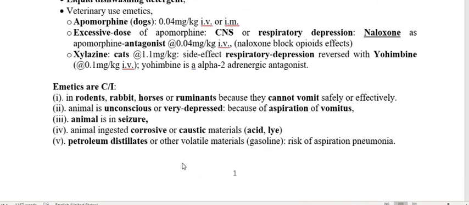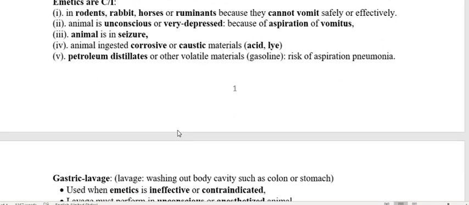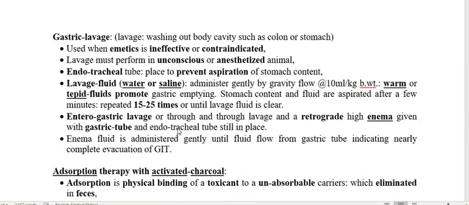So in all these conditions, where we are not able to give emetics to remove the poison from the gastrointestinal tract, we have to go through gastric lavage. Another therapy option to remove the toxicant or poison from the GI tract is gastric lavage. Lavage is simply the washing out of a body cavity such as the colon or stomach.